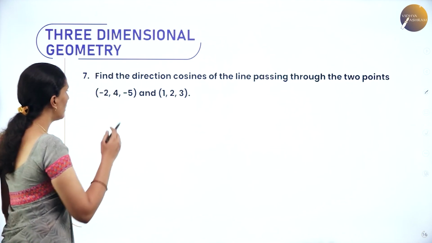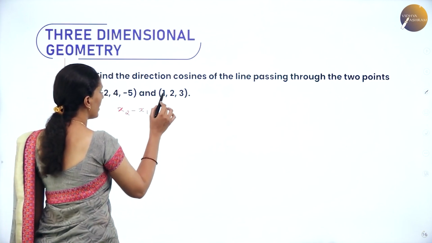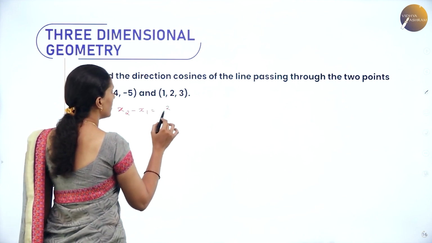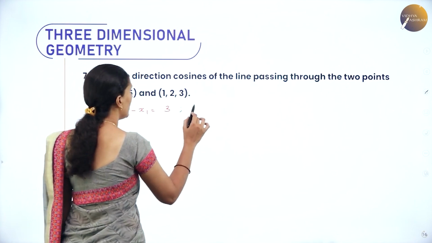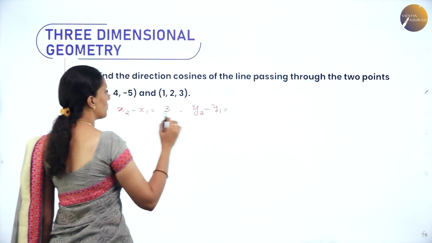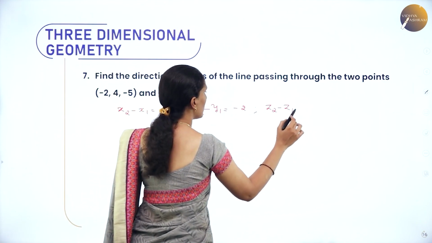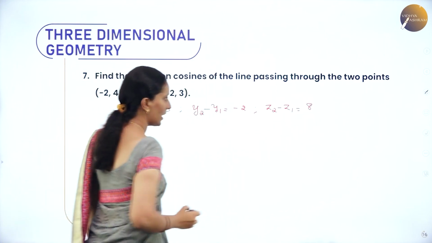So first we will take x2 minus x1. So x2 minus x1 is 1 minus of minus 2, which becomes 1 plus 2, so therefore it is 3. Next we will take y2 minus y1, which is 2 minus 4, whose value is minus 2. Next we have z2 minus z1. So 3 minus of minus 5 becomes 8.